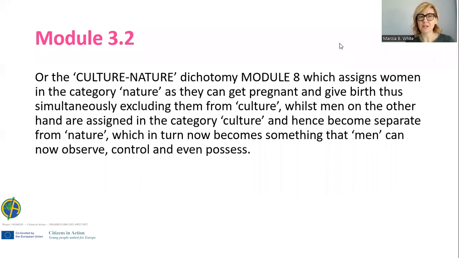Or the culture-nature dichotomy that we will see in Module 8, which assigns women in the category nature, as they can get pregnant and give birth, thus simultaneously excluding them from culture, whilst men, on the other hand, are assigned in the category culture and hence become separate from nature, which in turn now becomes something that men can observe, control, and even possess.